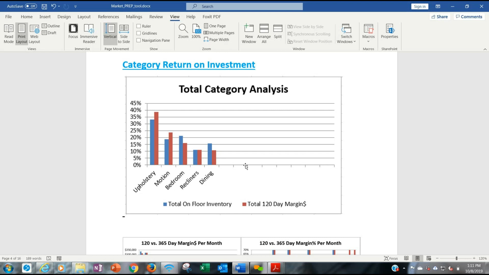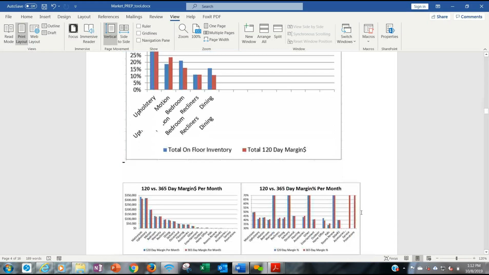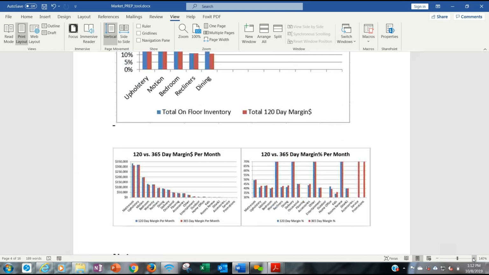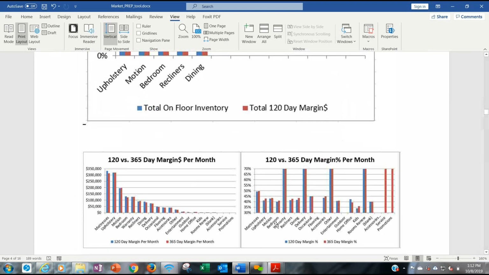And again, typically this is what I suggest, looking at these 5 major furniture categories: upholstery, motion, bedroom, recliners, and dining. Again, you could add in mattresses if you wanted, depending on how important that is to your overall business and mix. Okay. And then from there, look at two additional views.